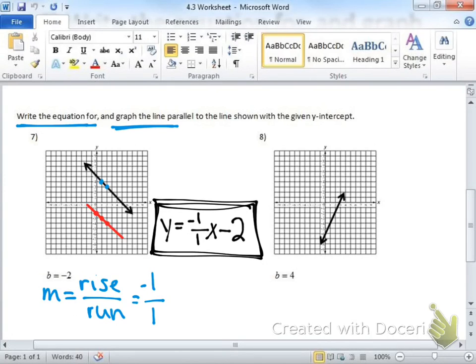Now, is that line going to intersect with the line I was given? No. The answer should be no. They should be parallel lines that never intersect. If you're getting something like, if those are your two lines, you did it wrong, okay? They should never intersect because they have the same slope.